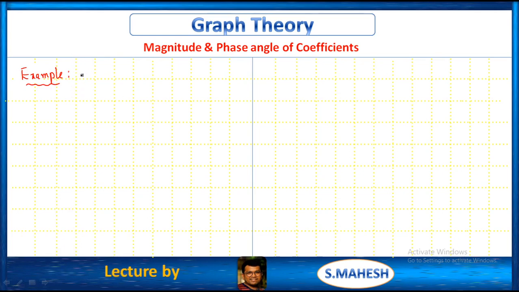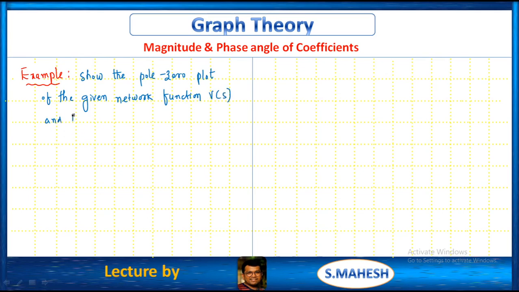Show the pole zero plot of the given network function. Given network function, let us say V of s, and find v of t. What is that network function?